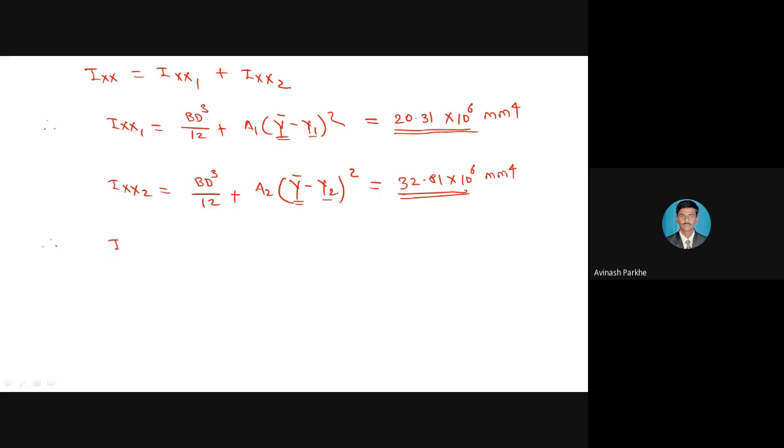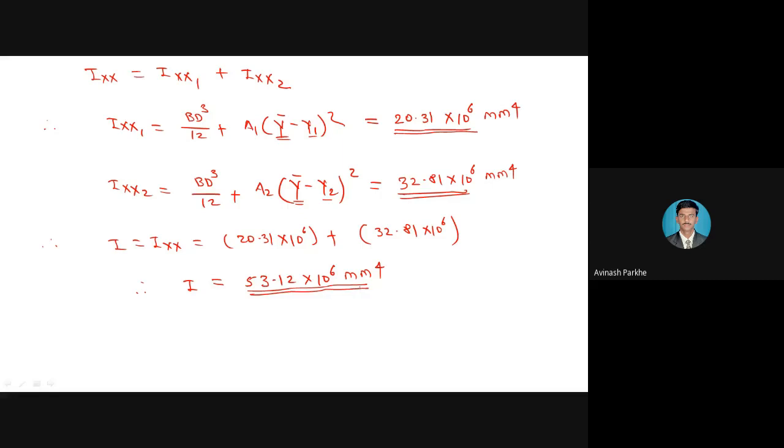Then make the addition. Capital I, Ixx, is equal to 20.31 into 10 raised to 6 plus 32.81 into 10 raised to 6. Then the total moment of inertia is 53.12 into 10 raised to 6. How much? 53.12. Yes, correct. 53.12 into 10 raised to 6 mm raised to 4.